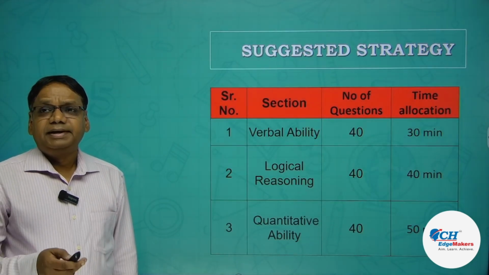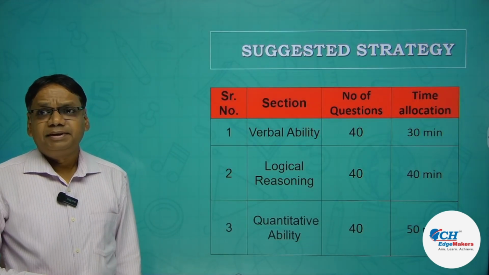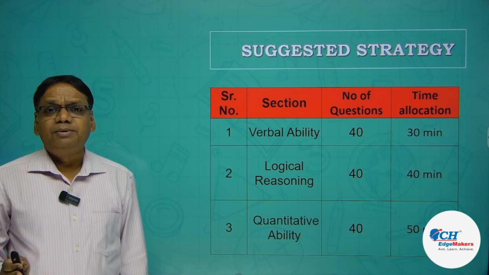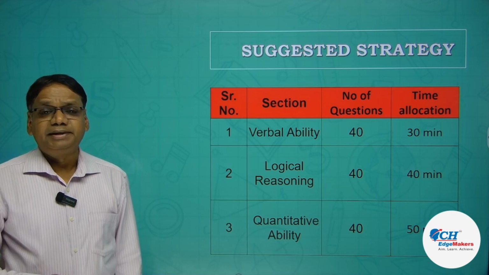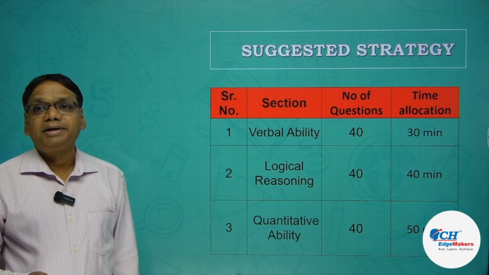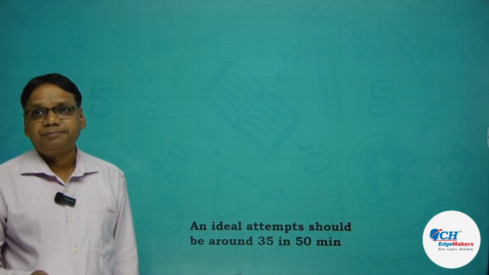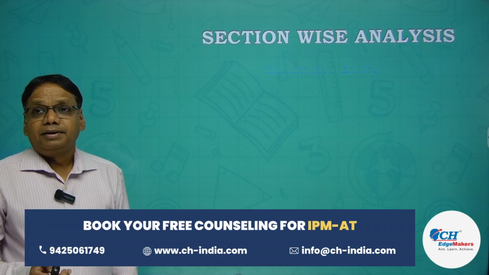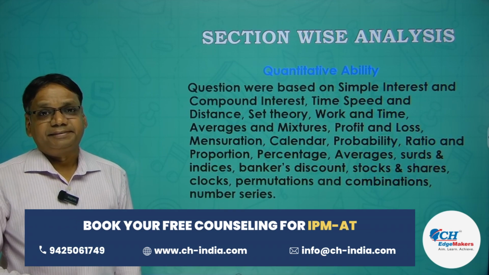Now let us discuss the strategy. An ideal time allocation for verbal ability should be 30 minutes, for logical reasoning 40 minutes, and for quantitative ability 50 minutes. Let us discuss the sections.